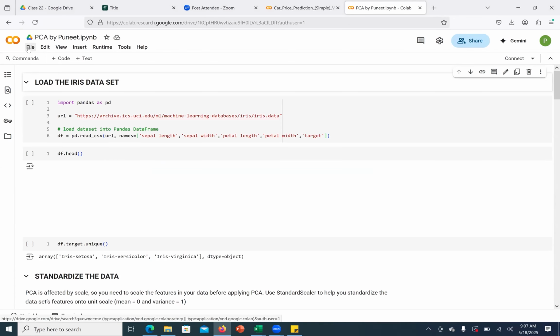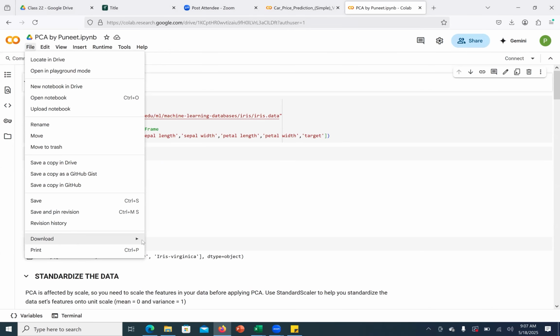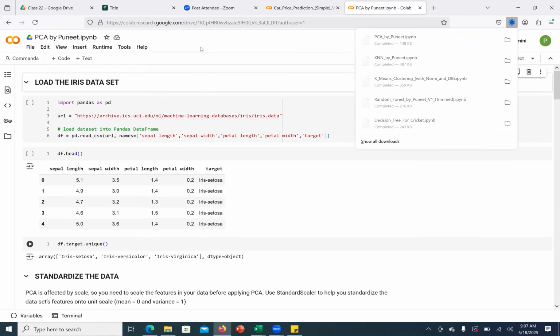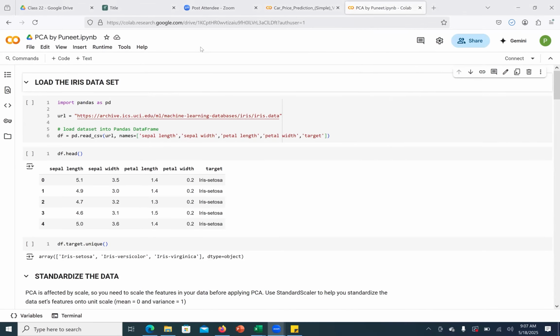Okay, so yesterday we were discussing PCA. Today we'll try to implement it in Python notebook. I'm sharing the file over chat.